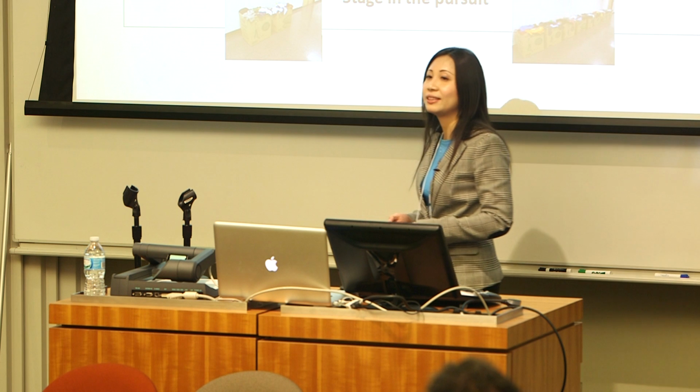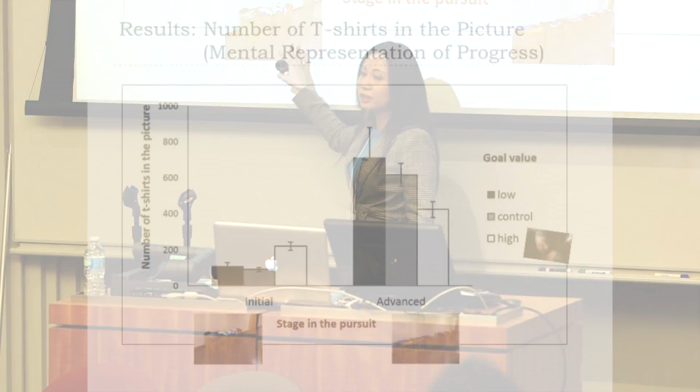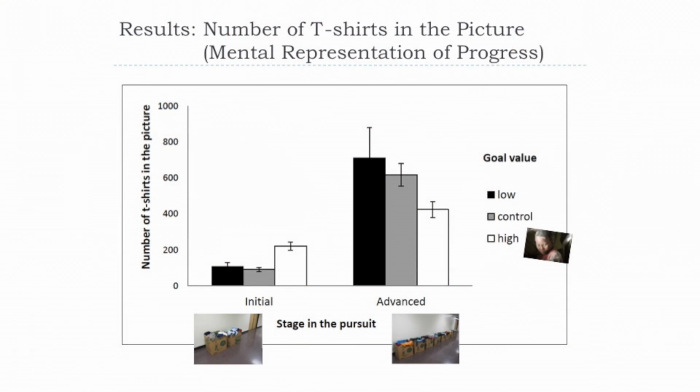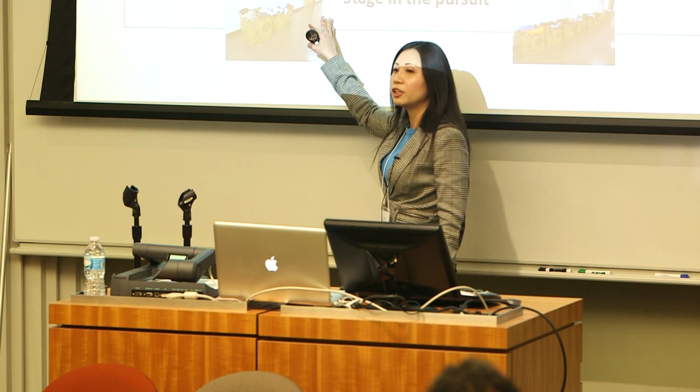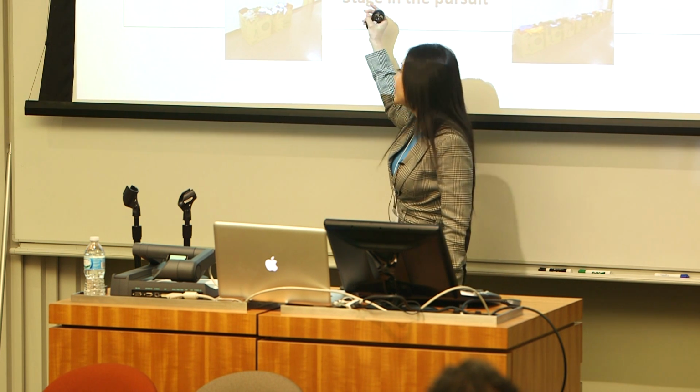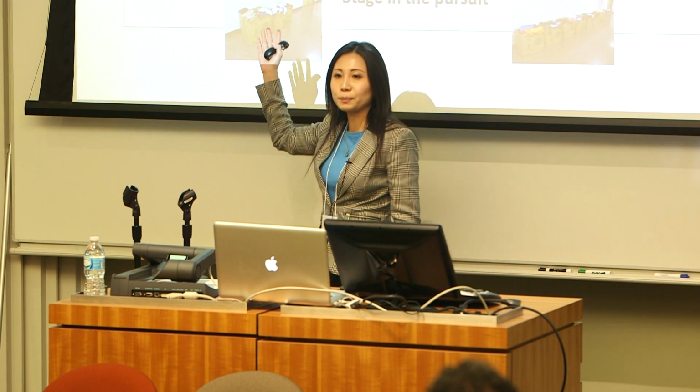So this is what we found. Just to remind you, initial stage, this is what they saw. Advanced stage, this is what they saw. And the white bar is the Haiti condition where the people really care about the cause and they want to help. So we found that if they saw a picture of the early stage, the people in the Haiti condition estimated or reported seeing more t-shirts in this picture than the control and Honduras condition.